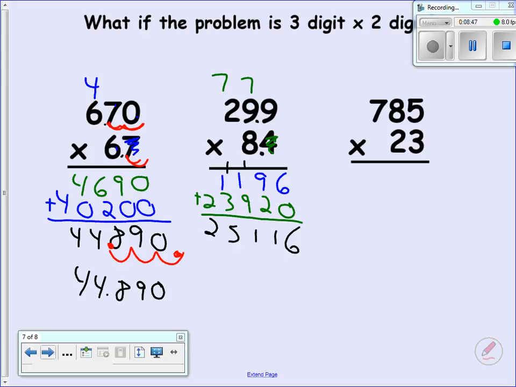How many numbers are after the decimal? 2 numbers are after the decimal. 1, 2. Decimal goes right there. So my answer would be written as 251.16.